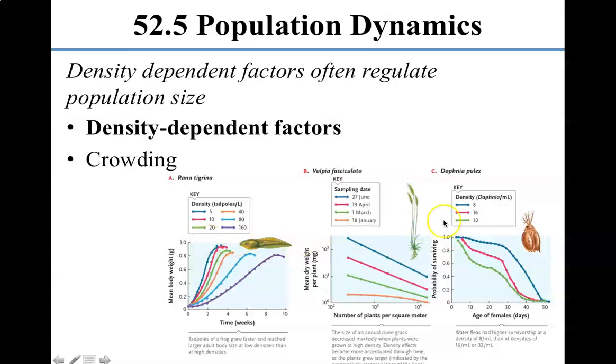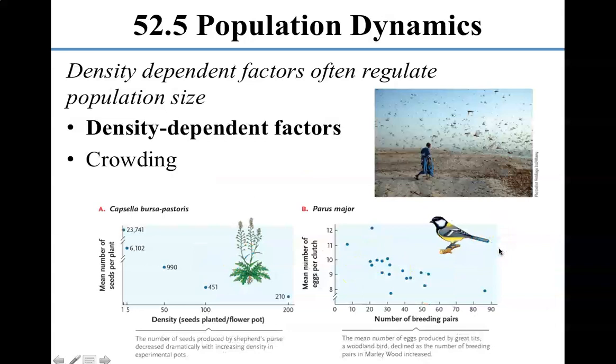We can see it's true in plants as well. Again, if they're grown at different densities, if they're grown at low density, then they grow larger. If they're growing at high density, then they're smaller. Their probability of survival is higher at low density and lower at high density. All right, so it's true. We could talk about these guys too, but we'll skip it.